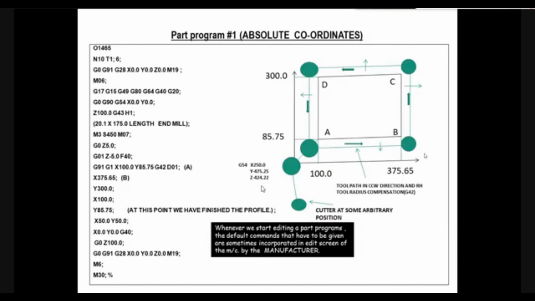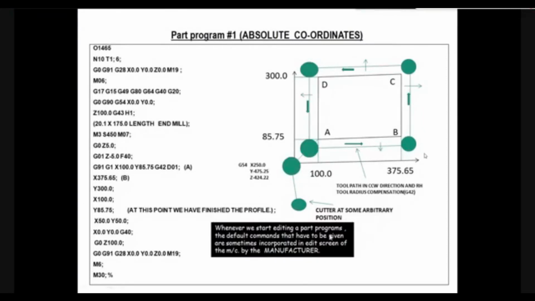Here the coordinate values of A are x 100 and y 85.75. B is x 375.65 and y 85.75. C is x 375.65 and y 300. And D is x 100, y 300. The dark colored circle is assumed to be the cutter, at some arbitrary position in the work area.